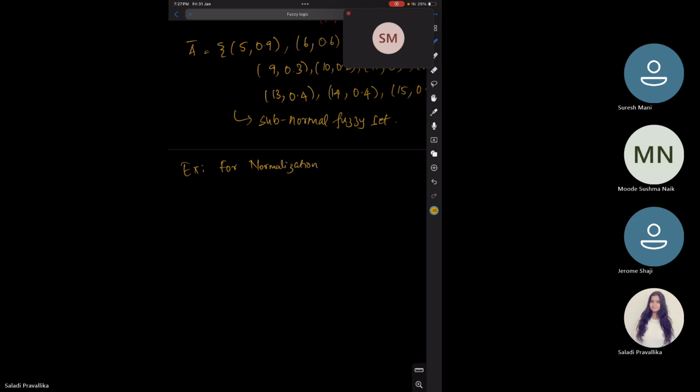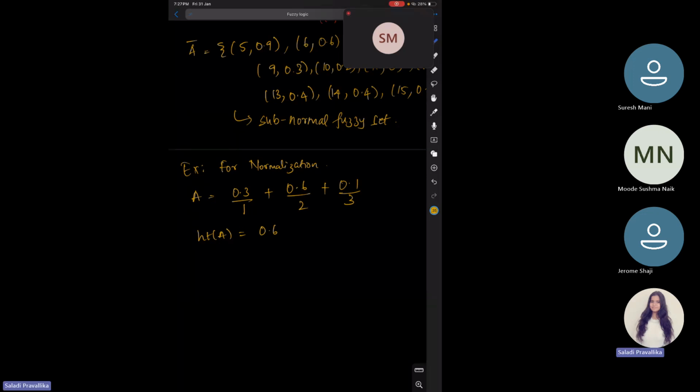Okay, I'll take a simple fuzzy set. Let us write it in a different representation: 0.3 of 1, 0.6 of 2, 0.1 of 3. Now the height of A is equal to the maximum membership value, that is 0.6, right?